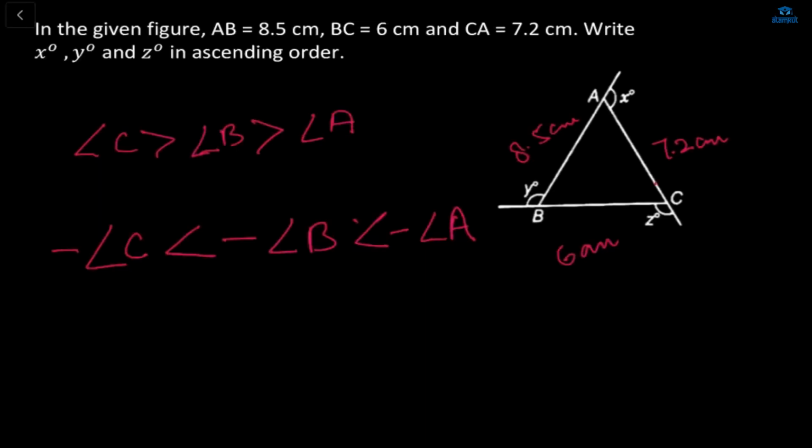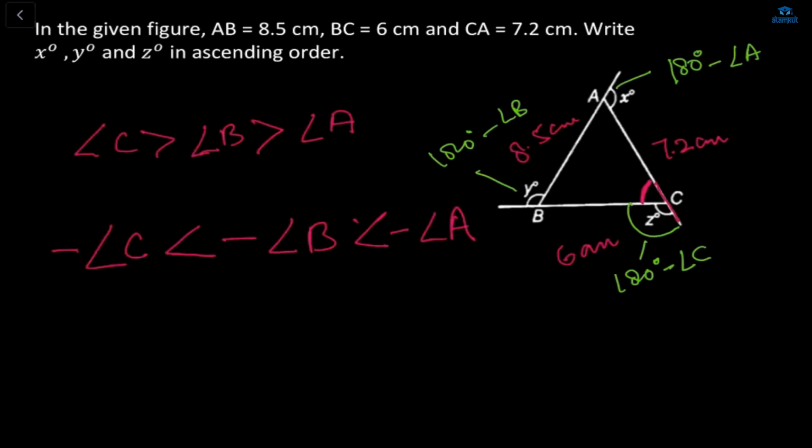So you can see that this is angle A, and this angle is 180 degree minus angle C. This is 180 degree minus angle B, and this is 180 degree minus angle A. So I have first multiplied with minus, because when you multiply it with minus, your sign changes. Okay, not sign, you can say the inequality changes.